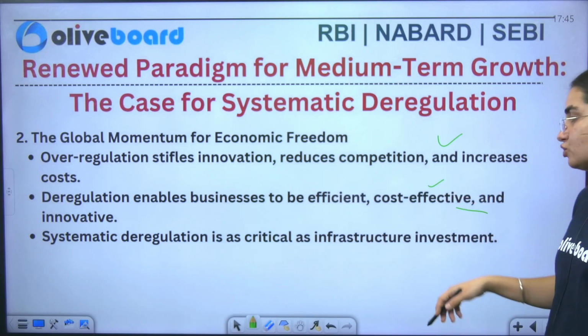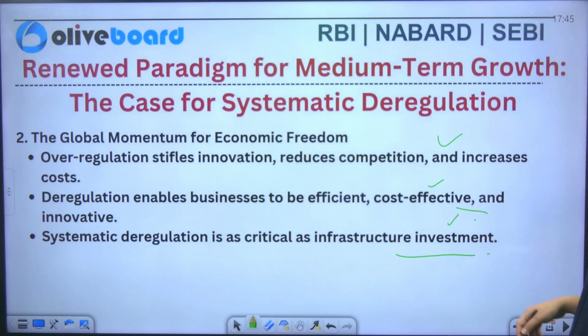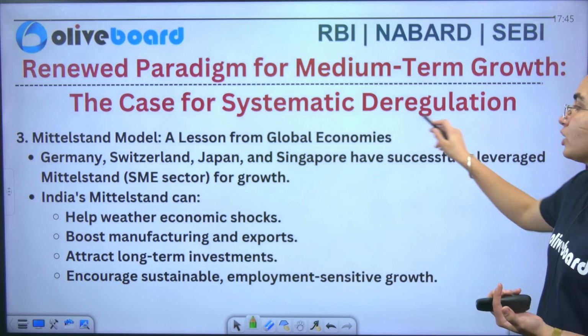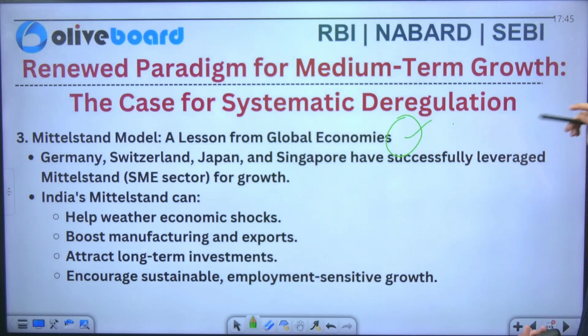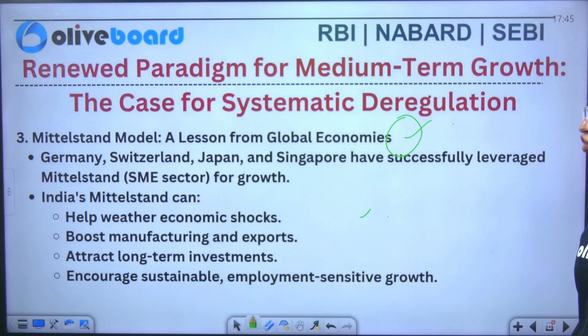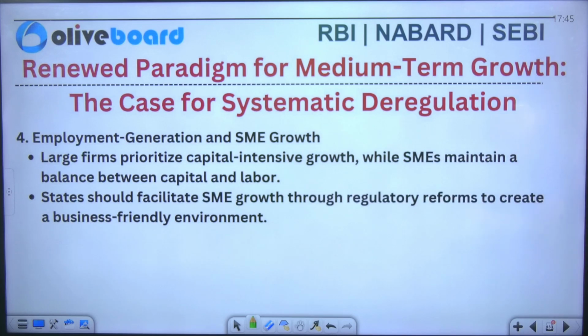Systematic deregulation, जो हमारा deregulation है वो क्या करता है, it is as critical as infrastructure investment is. Now middle stand, जो हमारी middle companies हैं या फिर जो हमारी middle group companies हैं, जो एक lesson हमें मिला है global economies से, जो हमारी Germany, Switzerland, Japan, Singapore है, they have successfully leveraged your middle stand, your SME sector for growth. ठीक है, you can provide them help in the weather economic shocks, boost in the infrastructure, boost in the manufacturing, attract your long term investment, encourage your sustainability, employment and the sensitive growth. Employment generation की अगर मैं बात करूँ, so large firm prioritize your capital intensive growth.